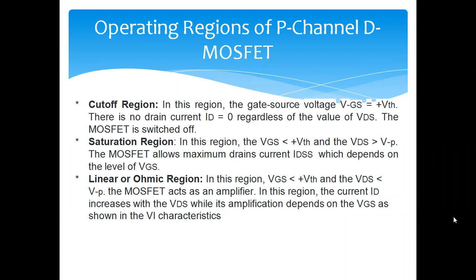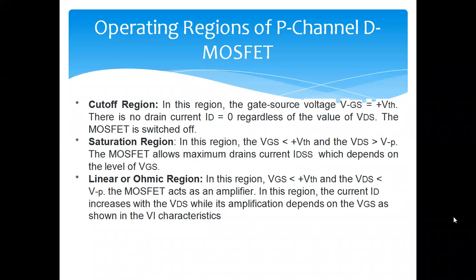Now, what about the saturation region? In this saturation region, VGS is less than VTH and VDS will be greater than V minus VP. The MOSFET will allow the maximum drain current in this region, which again depends on the voltage that you have applied to the VGS, gate to source. This is about the saturation region.